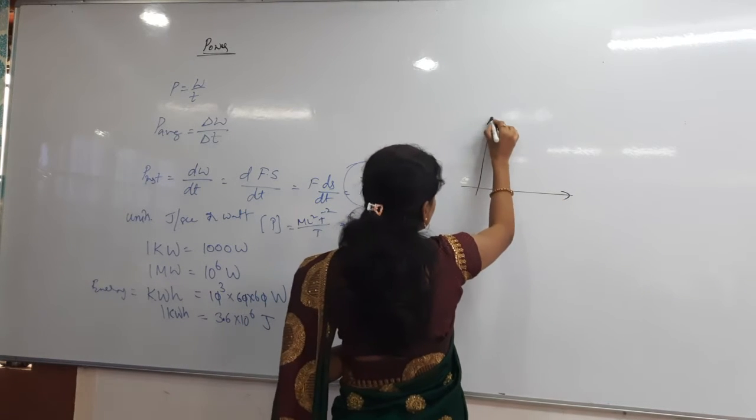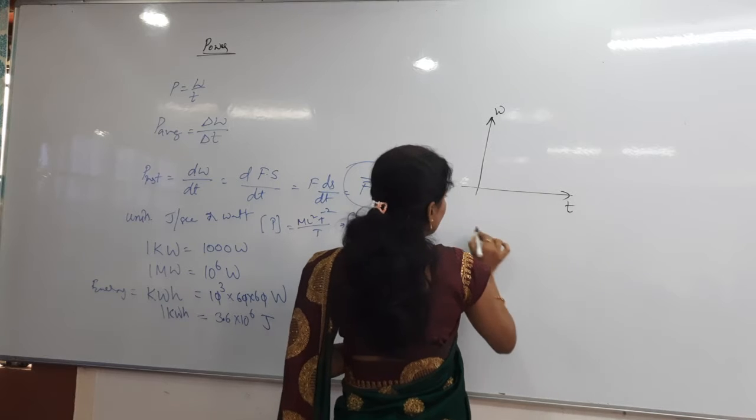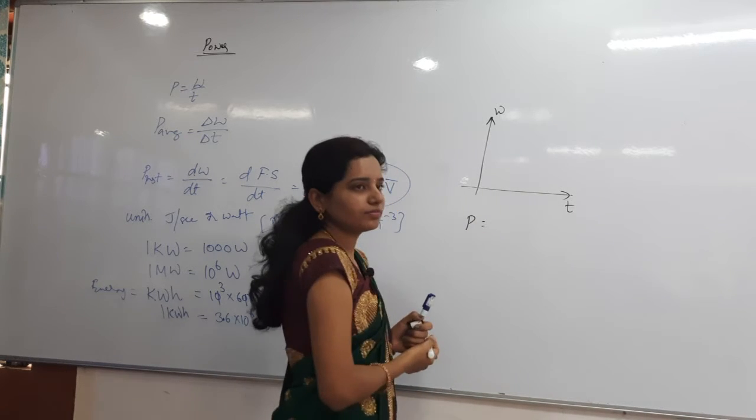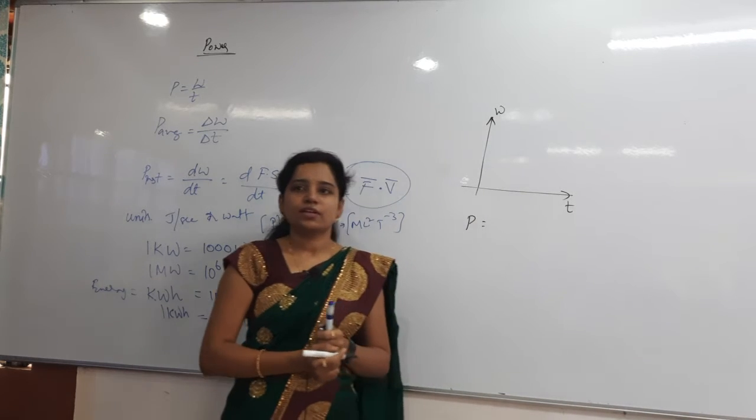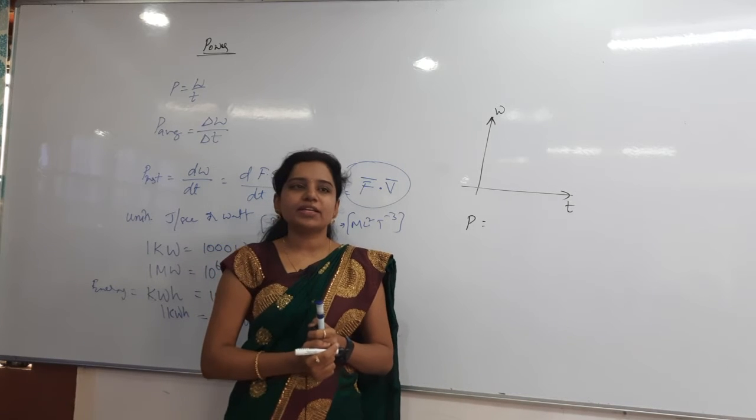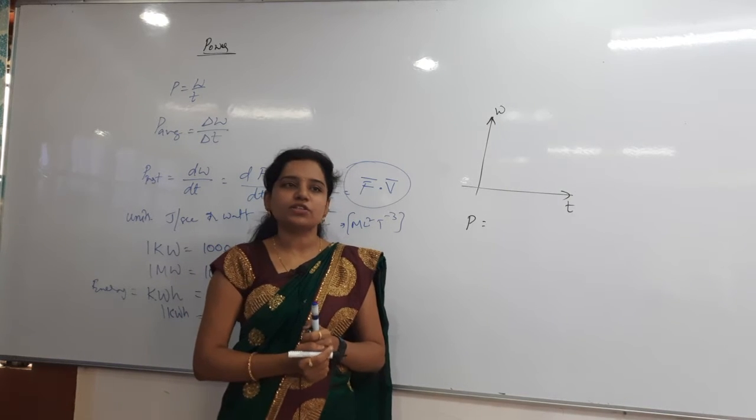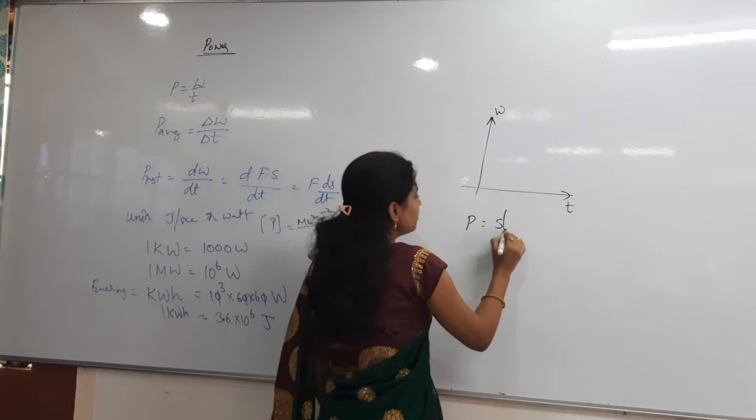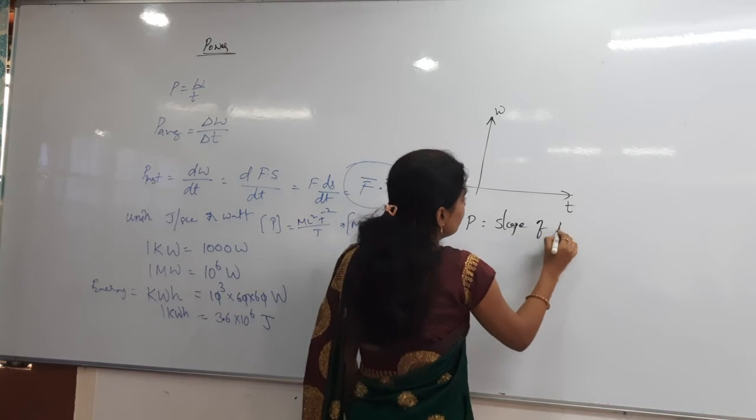See that, they have given the work and time graph. You have to find out the power. What do you have to do? W by T, right? Divided by, what you have to take always? Slope. So power is the slope of the WT graph.